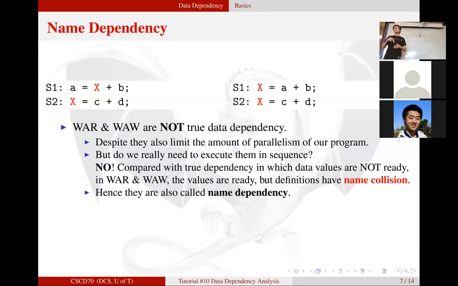So therefore, from this perspective, write after read and write after write are also called name dependency, because they are really not true data dependencies. The reason why we have these dependencies is simply because of name collision, because multiple instructions are outputting to the same variable. If we can rename variables such that each variable is only assigned once, then we won't have this data dependency problem.